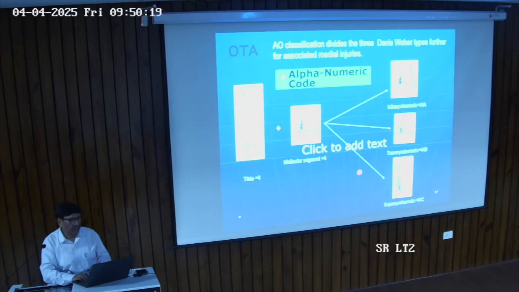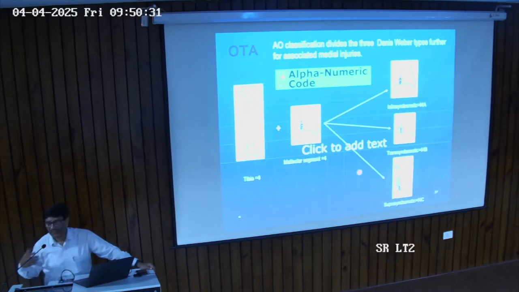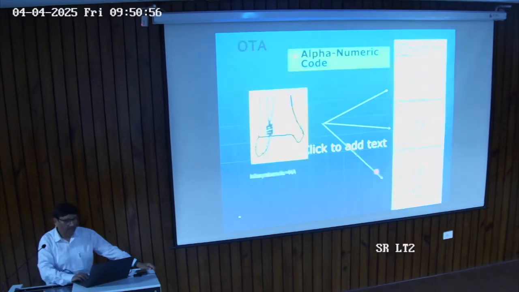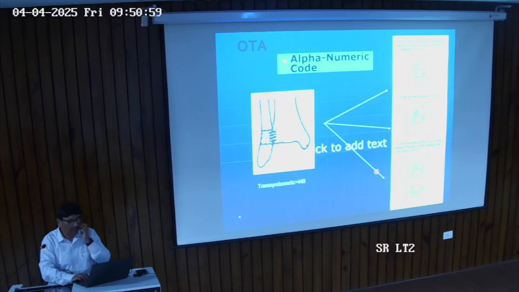The third is the OTA classification. So this is also a very alphanumeric classification. AO classification we must have already studied about the bones there. They are numbered, like humerus is 1, forearm is 2, femur is 3, and tibia is 4. Then again in the tibia there are 4 parts. So this part becomes 4 and this is 44. So we do a classification based on ABC. A means below the level of the joint, B is at this level, and C is above this level, just like Weber type. So we will not go into the details.